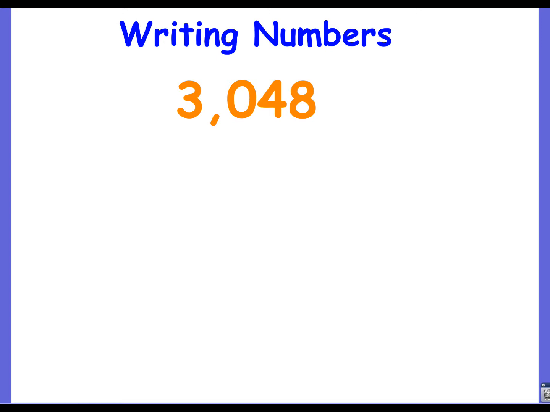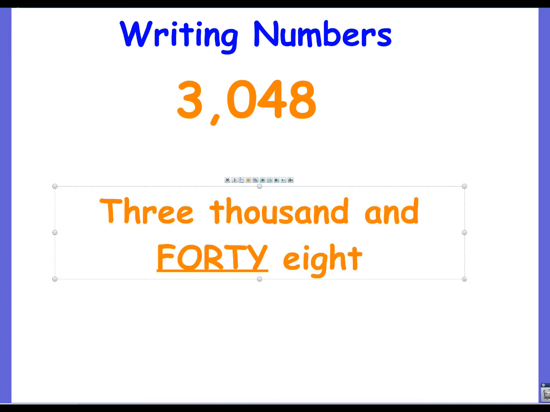You could also be asked to write numbers from numbers into words. So here we have a number, and I'd like for you to have a go at writing it in words. So in words, it is 3048. Now notice the spelling of the 40. A lot of people spell it FOURTY, which is incorrect. 40 is FORTY, and it's a common question they ask in exams to try and trick you and check how you spell the word 40.